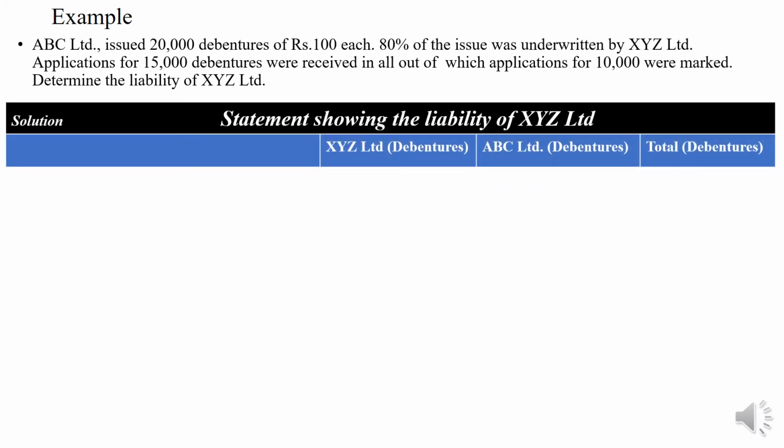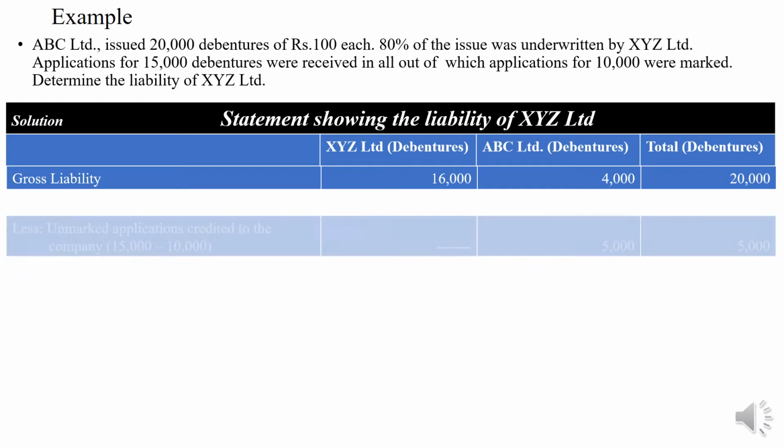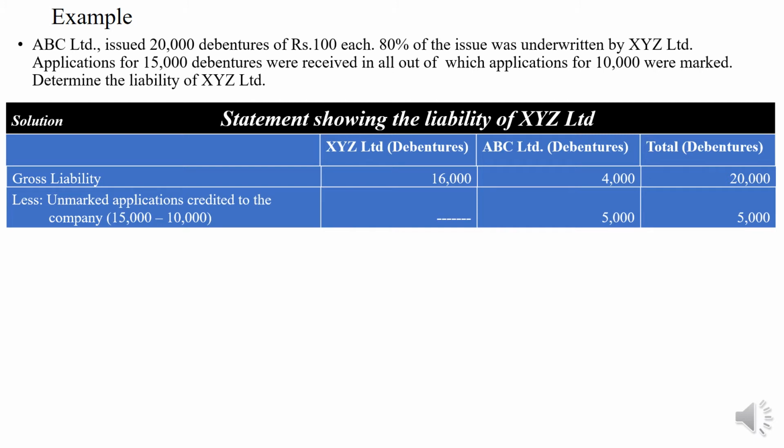Okay, now we have XYZ Limited, which is the underwriter, and ABC Limited, which is the company, and the last column is total. First, gross liability: 80% of 20,000, which is 16,000, and the remaining 20% is to be underwritten by the company itself. 20% of 20,000 is 4,000, so the total is 20,000. From that we have to deduct the unmarked applications, which should be credited. What are unmarked applications? 15,000 is the total applications received, out of which 10,000 are marked. The remaining 5,000 is unmarked, which should be credited to the company itself.